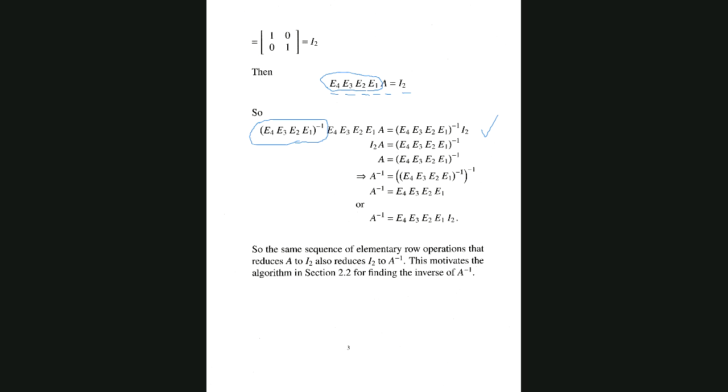The purpose of this exercise, this example, is to help you understand the algorithm that you're going to see. Matthew asked: the inverse of the 4 elementary matrices times the 4 elementary matrices equals the identity? Yes, it does, because E4 times E3 times E2 times E1 is a matrix, so the inverse of that matrix times the matrix is equal to the identity. Good question.